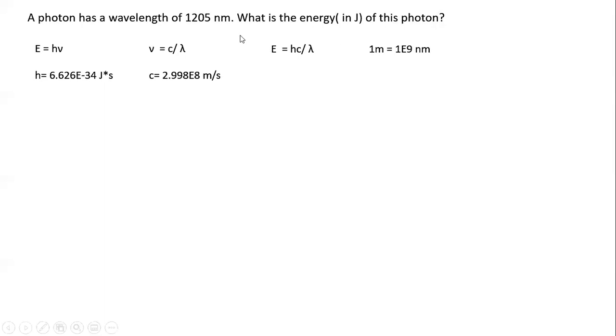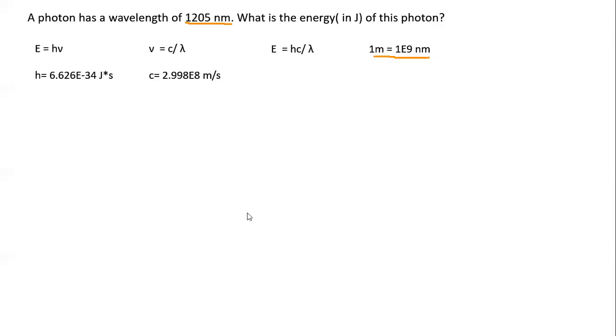So now we need to first, when we're using the energy equation, since c is meters per second, we have to make sure lambda is in meters. So again, the wavelength given to us is in nanometers. So the first thing you should always do is convert it to meters.